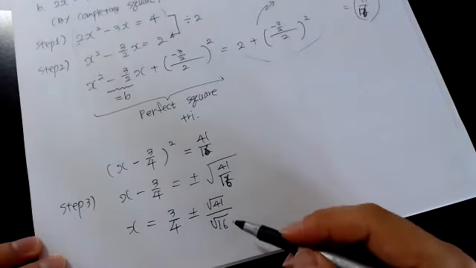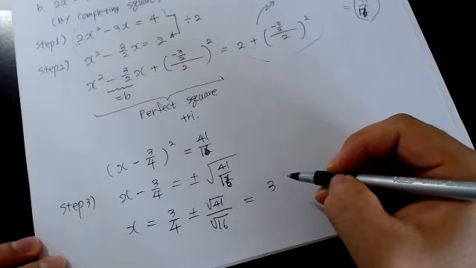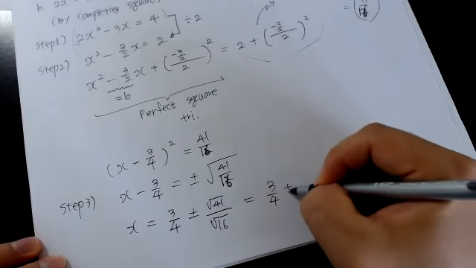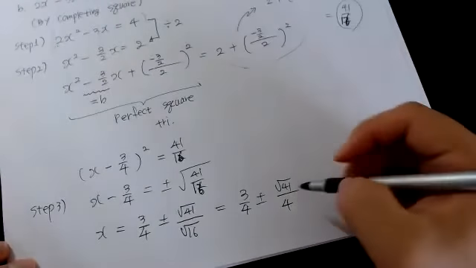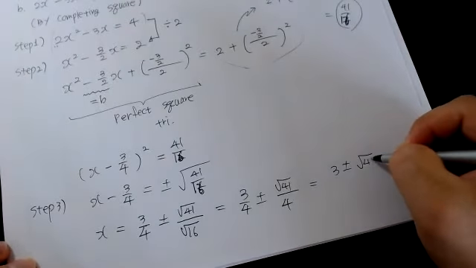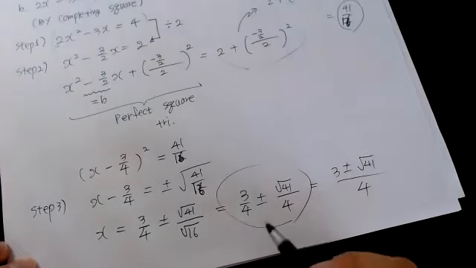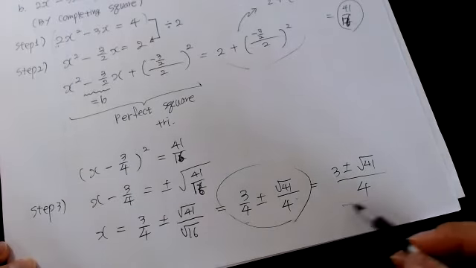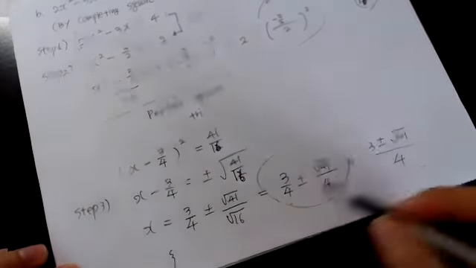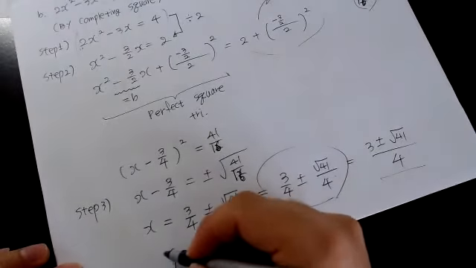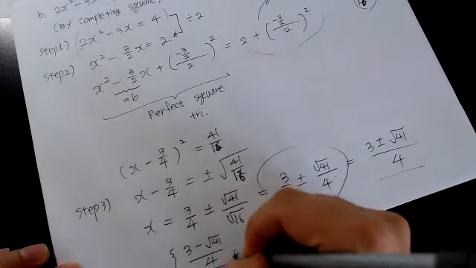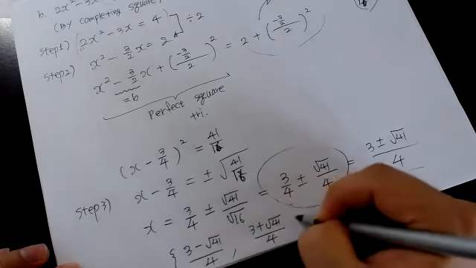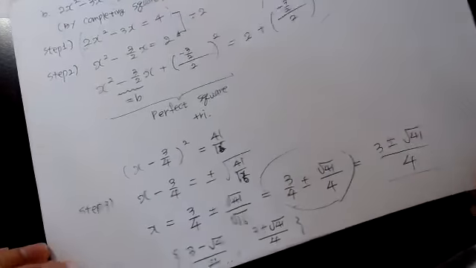But the square root of 16 is what? 4. So we got 3 over 4 plus minus square root of 41 over 4. So that's going to be 3 plus minus square root of 41 over 4. We can combine those two fractions because they have the same denominator, right? So using set notation, we can express the solution set like this: 3 minus square root of 41 over 4, and 3 plus square root of 41 over 4. Okay, that's the solution set.